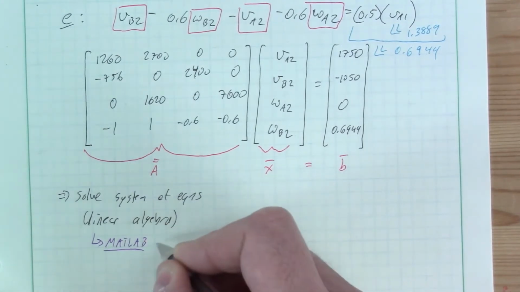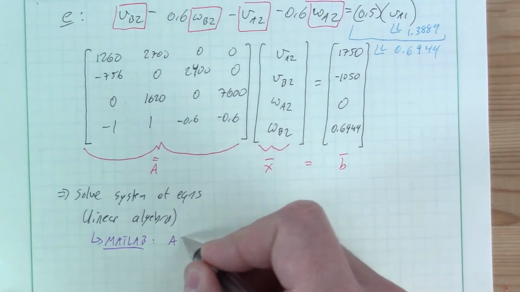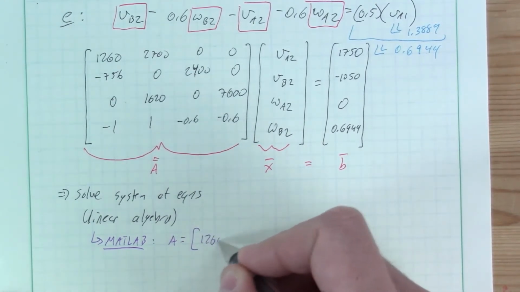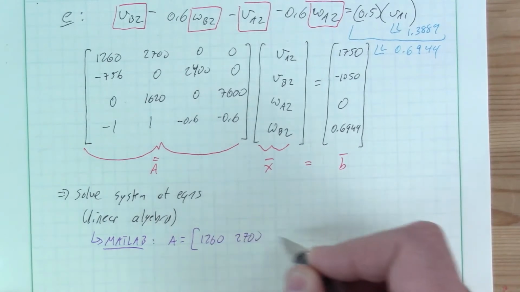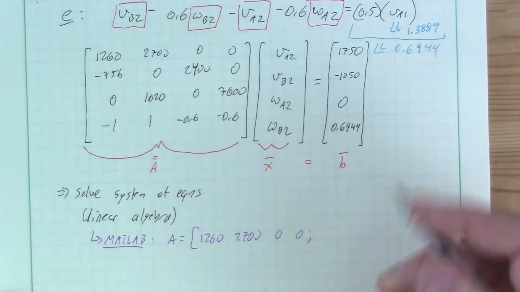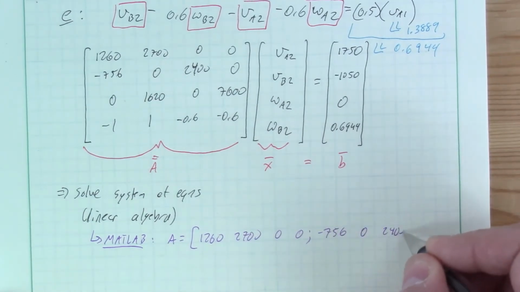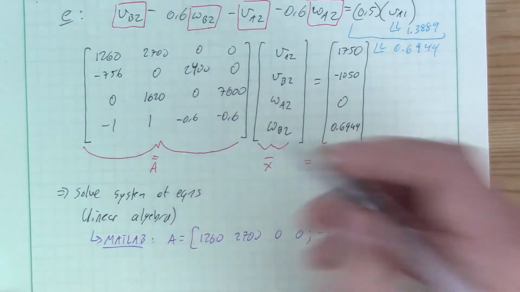In MATLAB, I'll just tell you basically the setup. I defined a matrix called A this way, right? You go 1260, leave a space, 2700, leave a space, 0, 0, and then a semicolon to go to the next row. Minus 756, 0, 2400, and on and on, right? And you'd get a semicolon there.